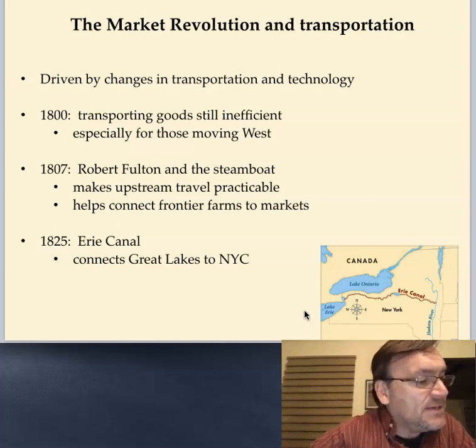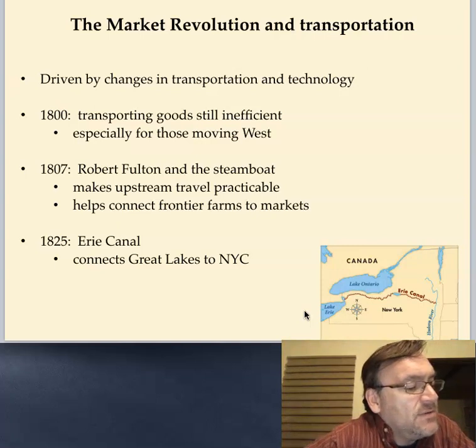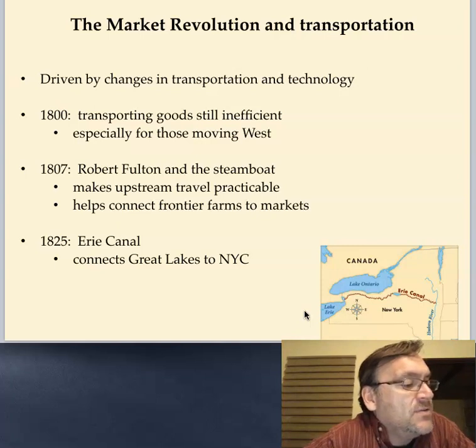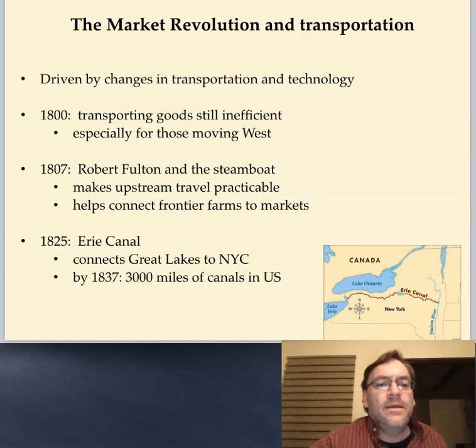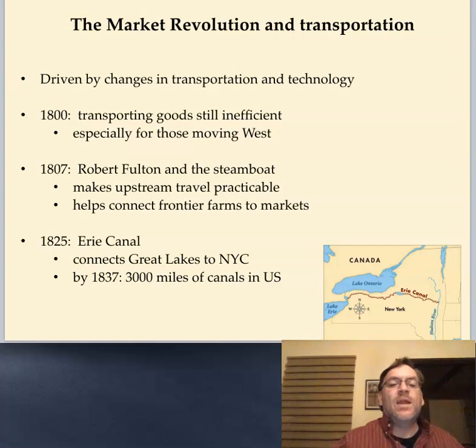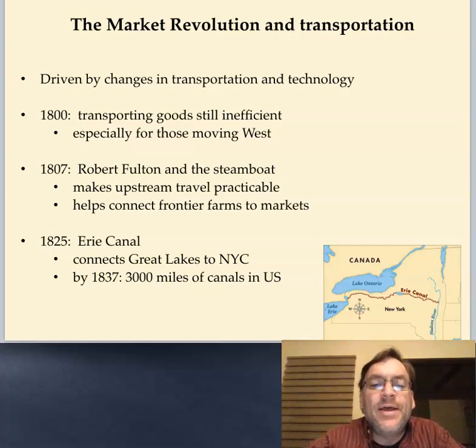Now, this is a near visionary feat of engineering in New York. Self-taught engineers designed it. Gangs of workers, Irish immigrants, local farm boys, convict laborers built it, 364 miles from Buffalo to Albany. And again, allowing goods to flow from the Great Lakes regions to New York City. And this led to a bit of a canal building craze, such that by 1837, you had about 3,000 miles of canals built in the United States, making transportation easier and cheaper.